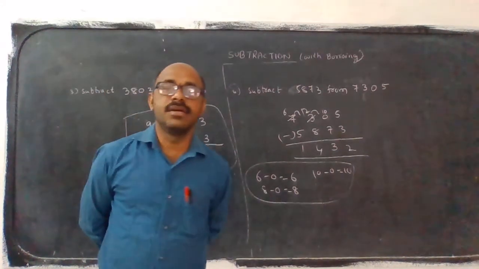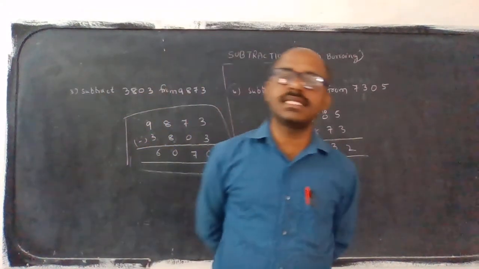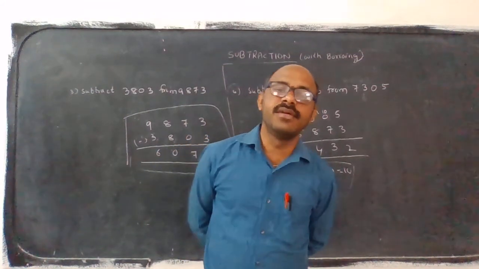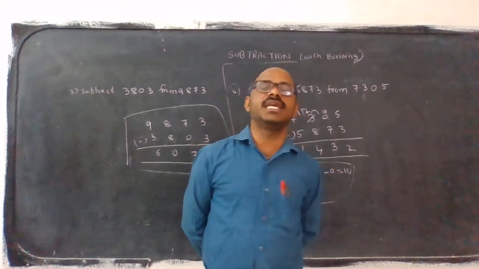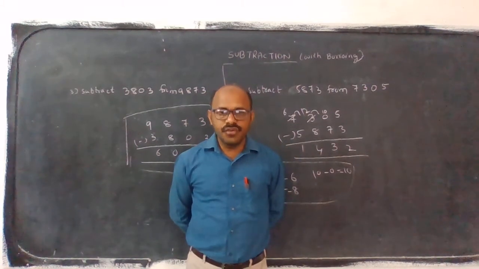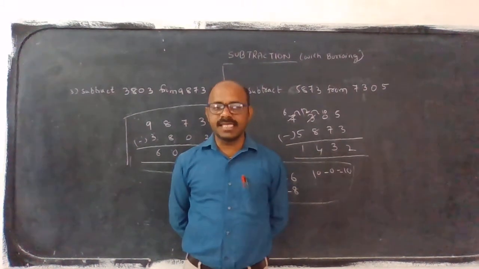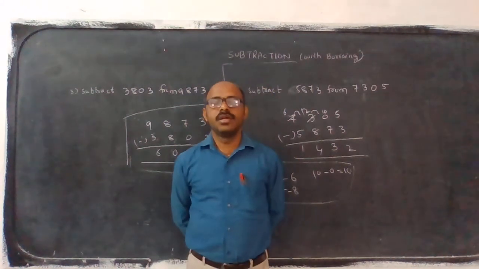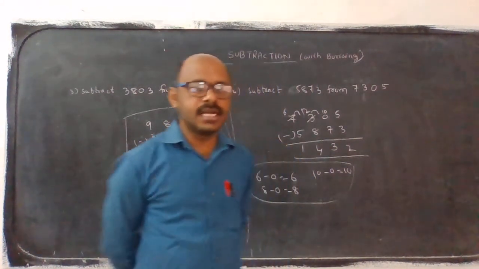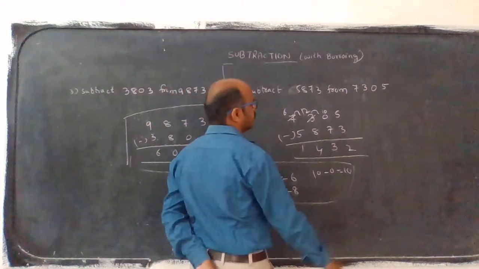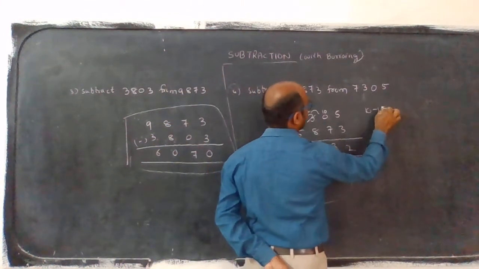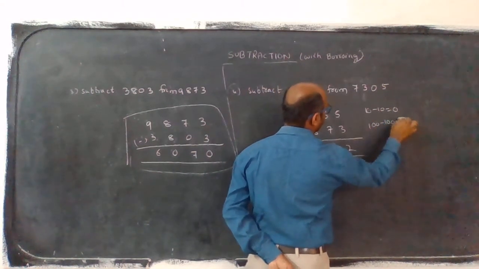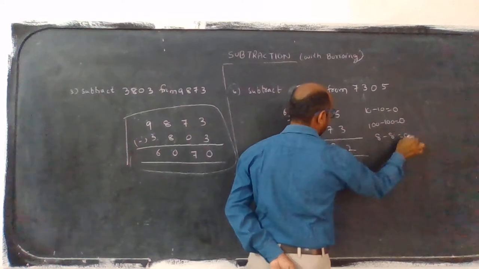Okay? Next, if you are subtracting a number from itself, the difference is always 0. When we subtract a number from the same number, the difference is 0. See children, 10 minus 10 is 0. 100 minus 100 becomes 0. 8 minus 8 becomes 0.